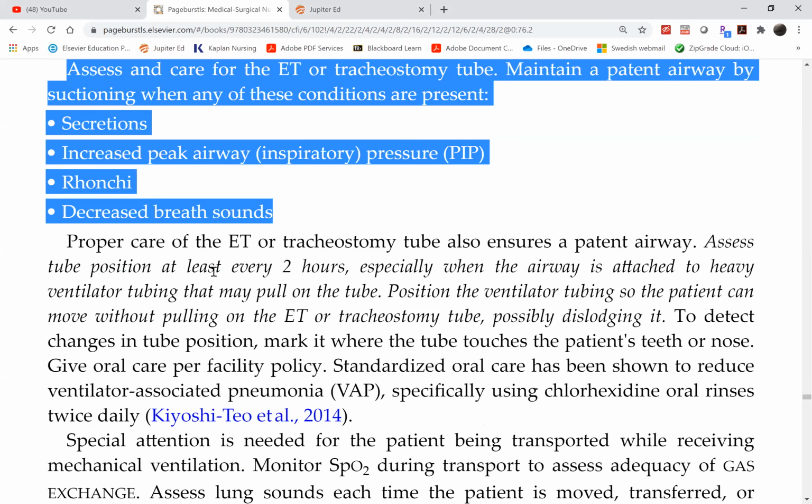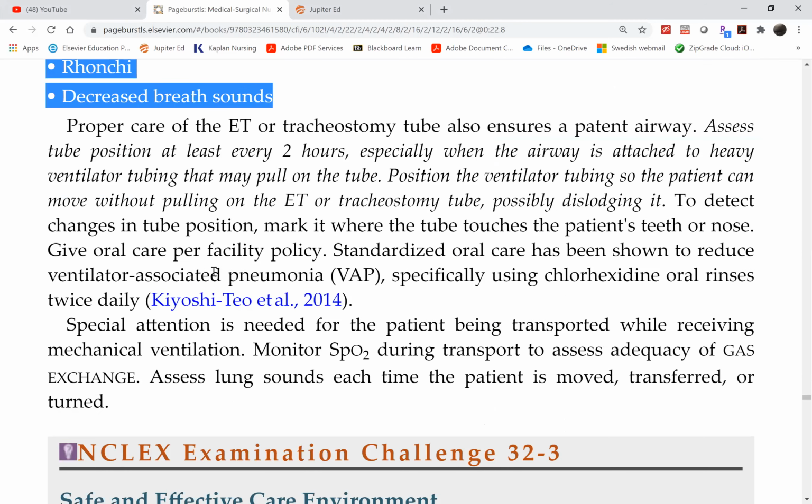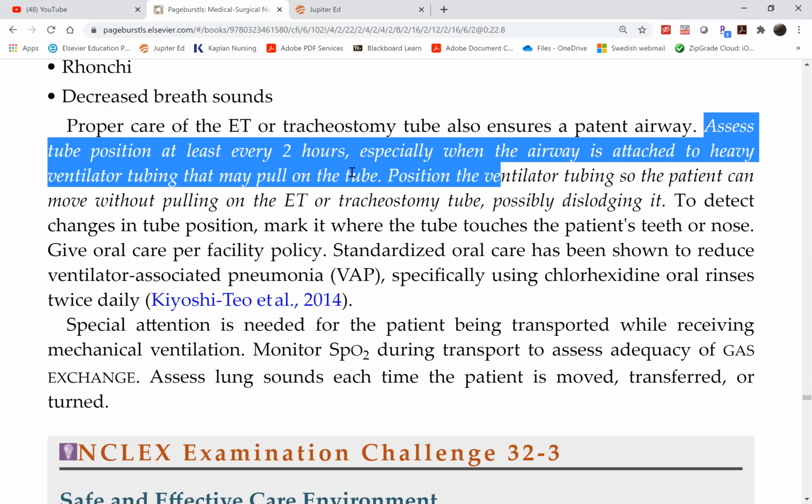Tracheostomy care is in chapter 28, and this was already mentioned last week, to prevent pressure injuries in the airway or in the mouth. The tube must be repositioned. So every time you do mouth care every 2 hours and you turn the patient every 2 hours, you may also reposition the tube every 2 hours.